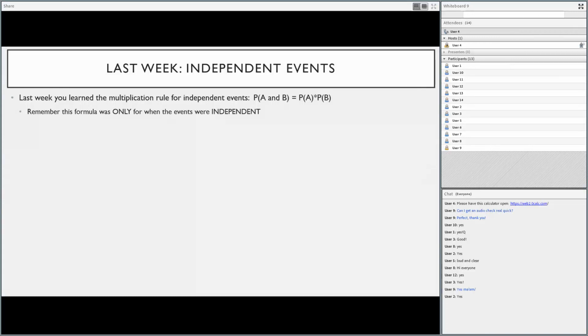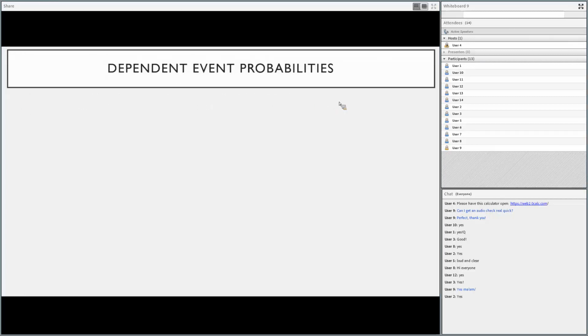Okay, so last week we talked about independent events, and we remember that when you have two events that are independent, that means the outcome of one does not affect the probability of the other. We had this formula right here. When we had the probability of A and B, that means the probability that those two events occur at the same time. All we had to do was multiply the two individual probabilities, and that was it. But that was only for when the events A and B were independent.